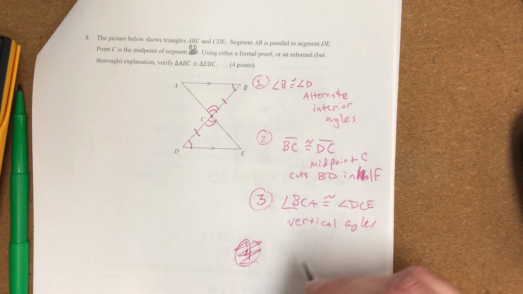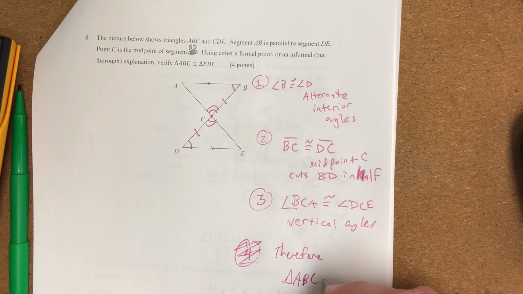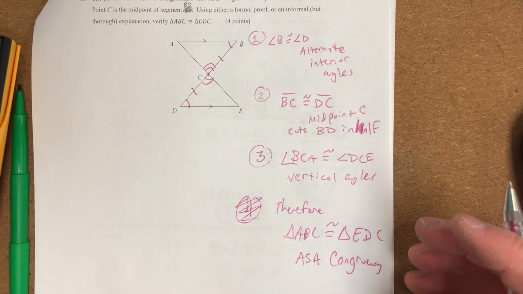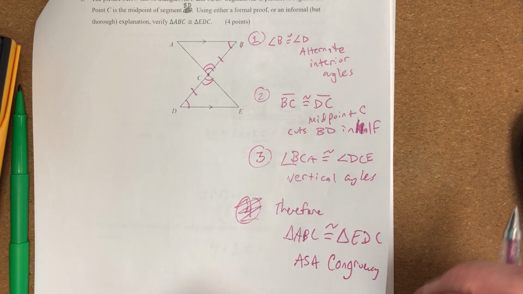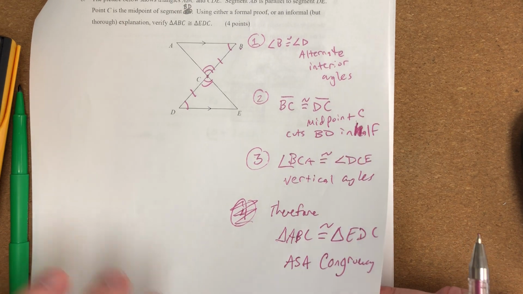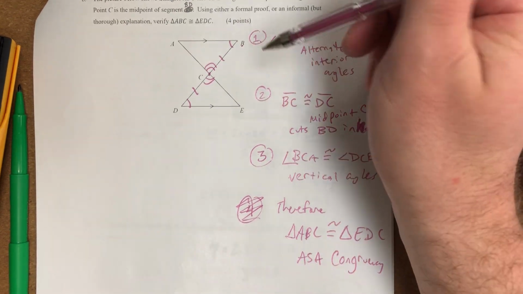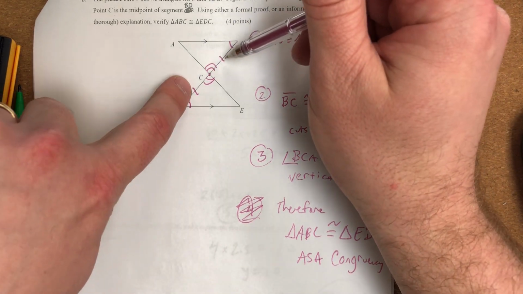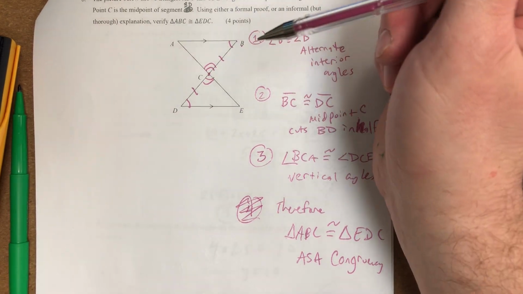Actually, I can say, therefore, triangle ABC is congruent to triangle EDC by ASA congruency. So this is an informal proof of it. Don't worry about formal proof. But I showed they're congruent by ASA. And how do I know that they're congruent? Well, I know those two are equal, I know those two are equal, and I know those two are equal. I just say how I know that they're equal.